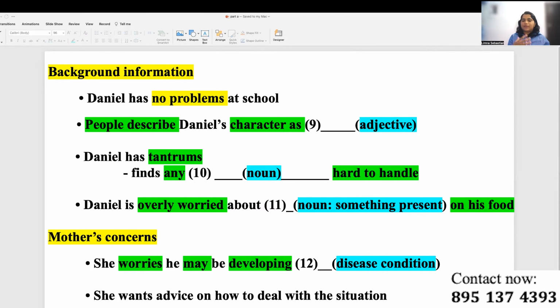May is a modal verb. May means it's a possibility she is telling. So what is he developing? We can predict it's maybe a disease condition she will tell. But we don't know what condition. While hearing the audio, we can expect whether they are telling any disease condition or not. So this is the way we are predicting our answers.